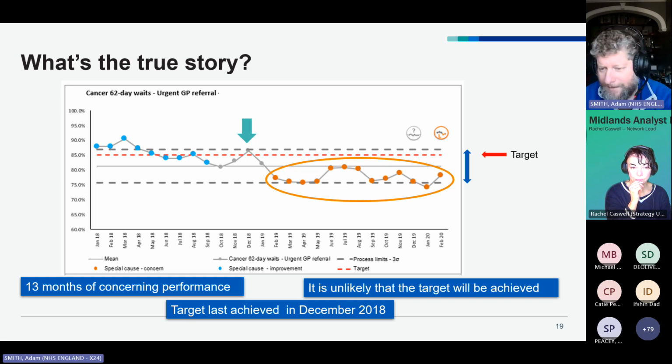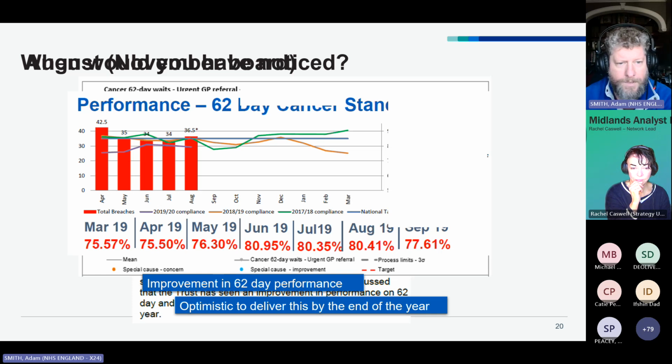Maybe don't pay too much attention to the dates because we all know what happens next. But for this story, we can see that it's been, wow, 13, 14 months since we've hit the target. And even then, we hadn't hit it very frequently before. Also, we need to think about when we would have noticed. So this was in a trust board pack, this was in an IPR. When would they have noticed if they'd been looking at it in SPC charts?